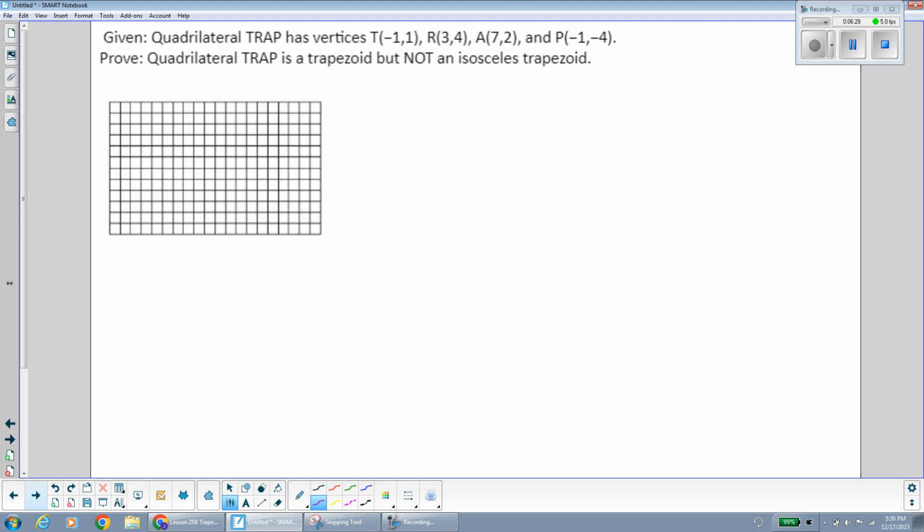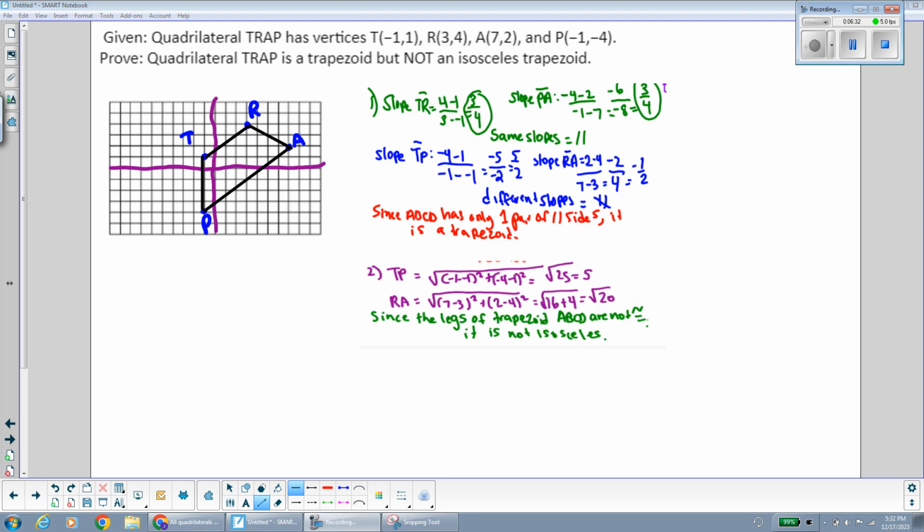I'm going to pause the video and write this proof up. First, I proved that one pair of sides is parallel, showing it's a trapezoid. And I did that by showing that PR and TA are parallel to each other, meaning that they have the same slope as each other. And notice how I ended with the concluding statement. Since ABCD has one pair of parallel sides, it is a trapezoid. You do not have to show that the other two sides, TP and RA, are not parallel. I did that here. They don't work out to be parallel, but you don't have to show that. As long as it has one pair of parallel sides, that means that we have a trapezoid.